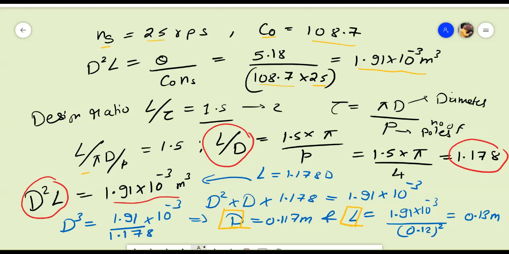So we can just put the value of L. L is equal to 1.178 times d. Okay, so we are just putting this value in this equation. So we got our d cube is equal to 1.91 divided by 1.178 multiplied by 10 to the power minus 3. So we got our d. The value of diameter is equal to 0.177 meter, and the value of length is equal to 0.13 meter. Okay. So till that we had done this numerical, and now we shall be doing further.